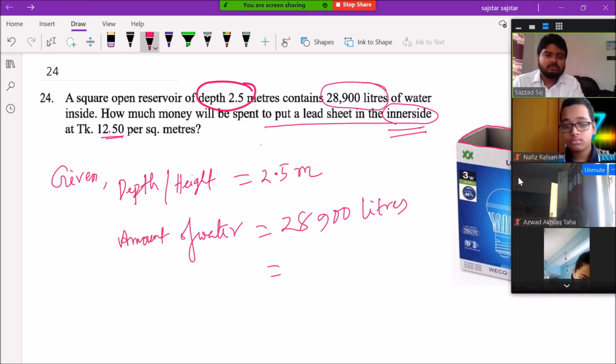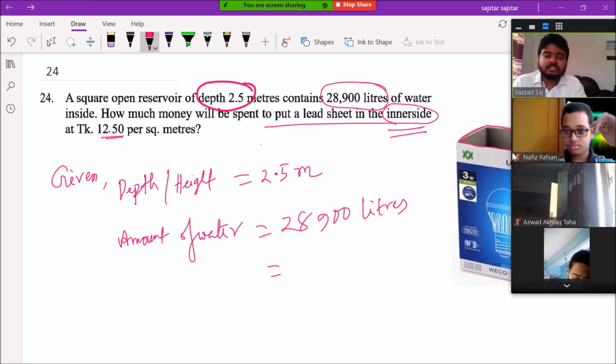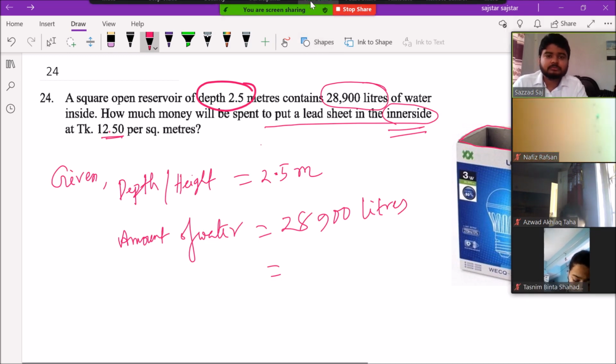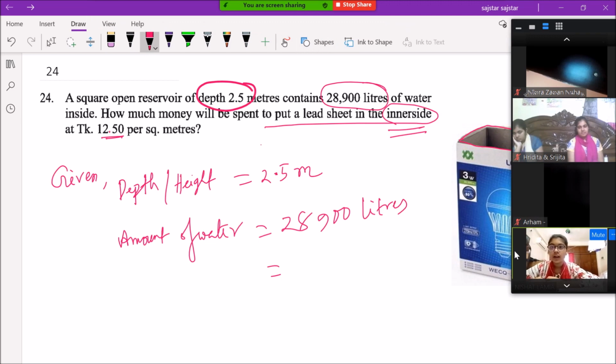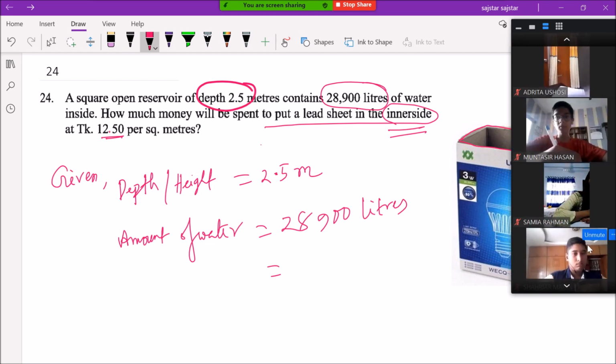Now convert this into cubic meter. So to convert this into cubic meter, what do we have to do? Who can say, to convert liter to cubic meter, what to do? I think we should multiply it with 1000. You have to multiply by 1000. Okay, are you sure? Yes, I'm quite sure. Not fully, not much confident. Okay, let me see.